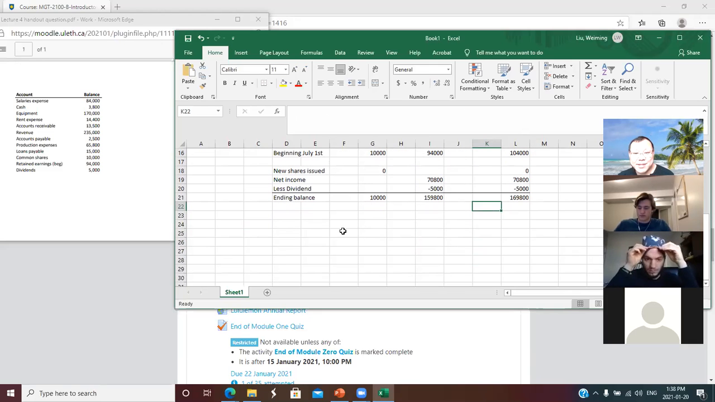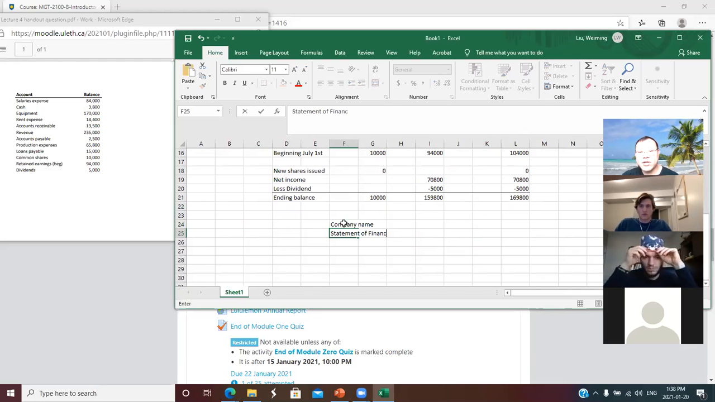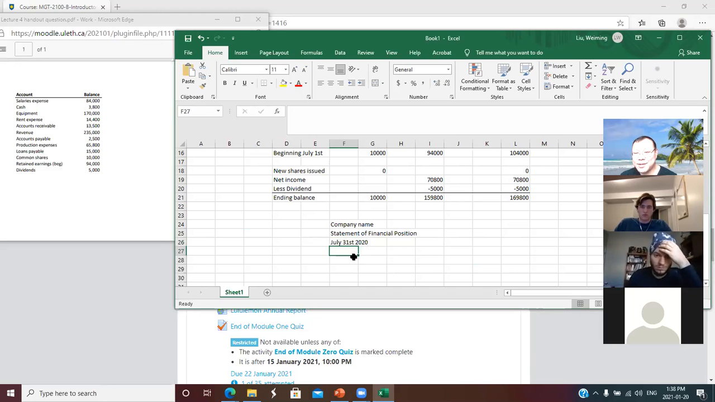The third statement, again, you start with the company name, right? And this would be the statement of financial position. For this one, remember, it's a snapshot. July 31st, 2020. So what should I start with first? I should start with current assets. What is my current asset? Can you tell me?